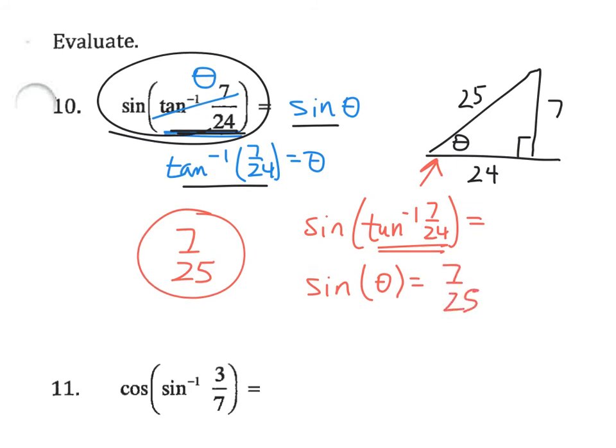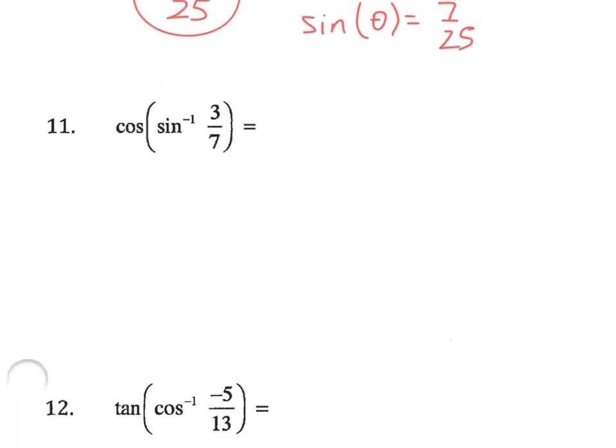All right, so number 11. What I would do is simply start by drawing a triangle. Make sure it's a right triangle. Put theta here. And since sine is 3 over 7, are you okay with the opposite being 3 and the hypotenuse being 7? Mm-hmm.